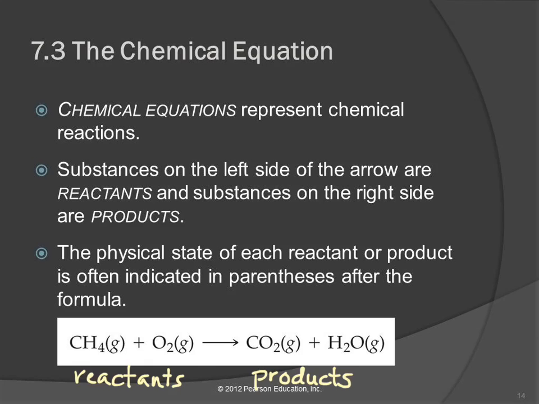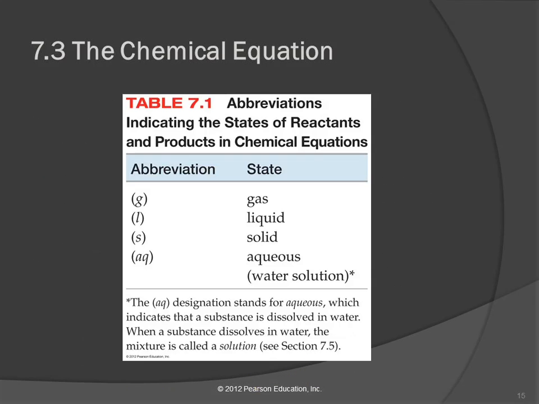The physical state of each reactant or product is often indicated in parentheses. And so we see here G for gas, G for gas. Actually, all of these are gases. It is often indicated, not always. We usually only put it in there if it's significant. Sometimes we care, sometimes we don't. But that's what the little things in parentheses mean.